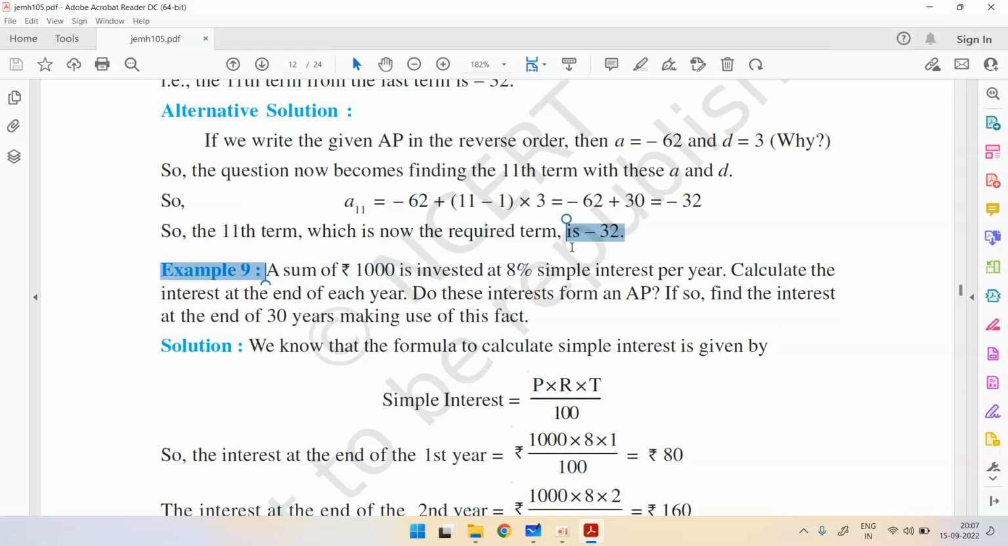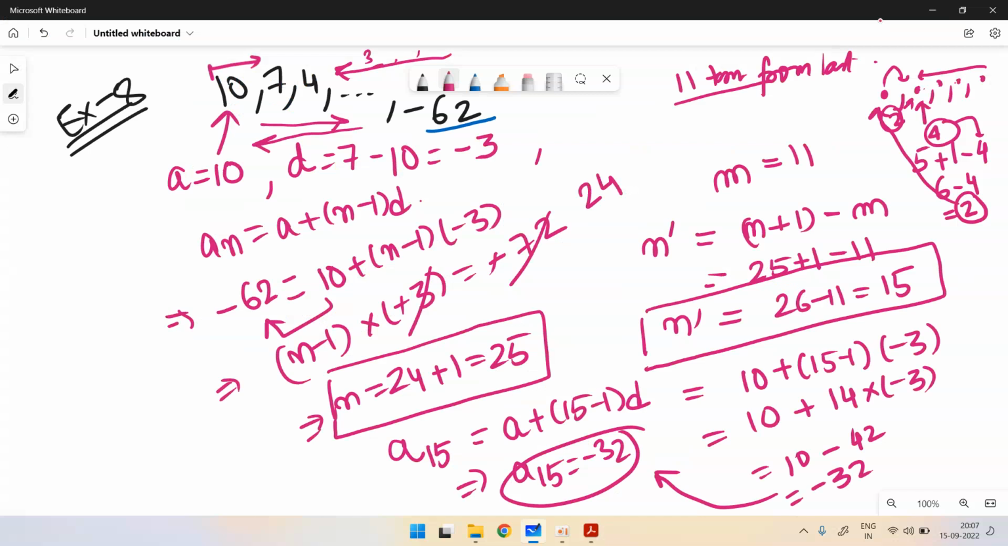Example 9. A sum of 1000 is invested at 8% simple interest per year. Calculate the interest at the end of each year. Do these interests form an AP? If so, find the interest at the end of 30 years, making use of this fact. So it is 1000 at 8% for 30 years.